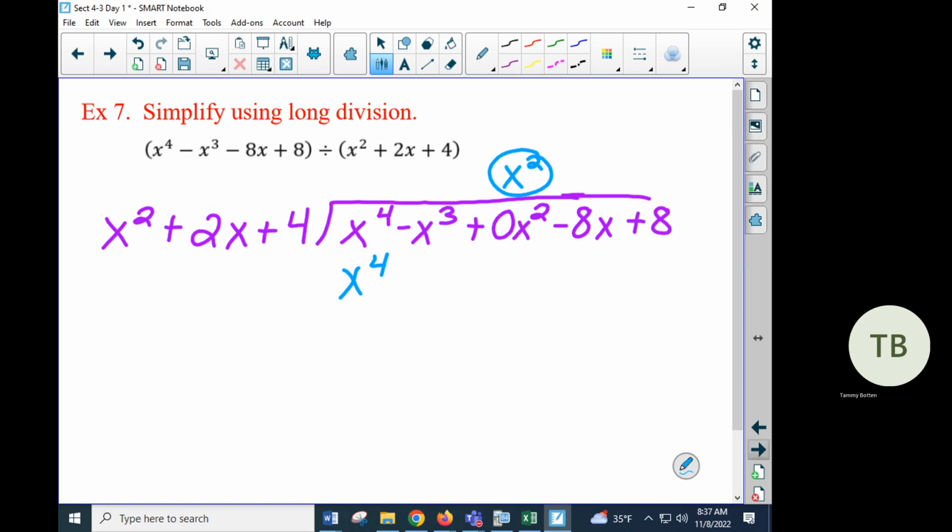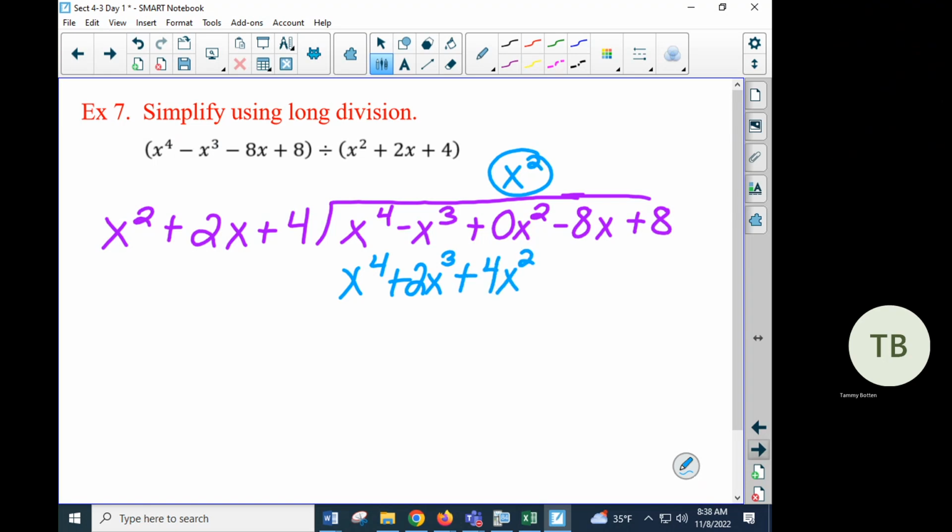Then I take x squared times 2x, which is going to be a positive 2, and I have 2 x's here, 1 x there. So I'm going to have x to the third. Again, these two should have the same variable. They both are x to the third. Then x squared times 4 is going to give me a plus 4x squared.